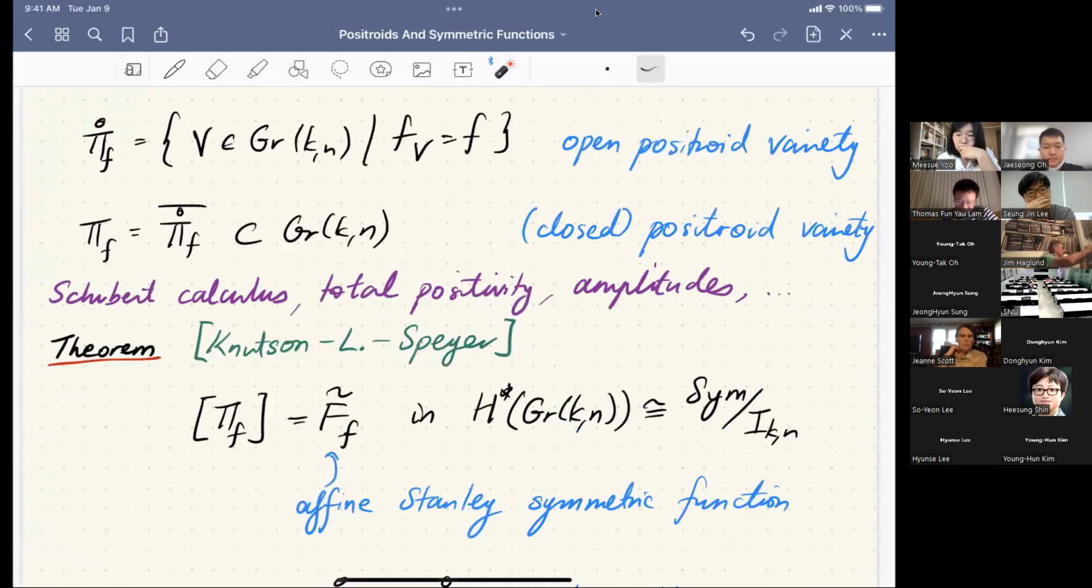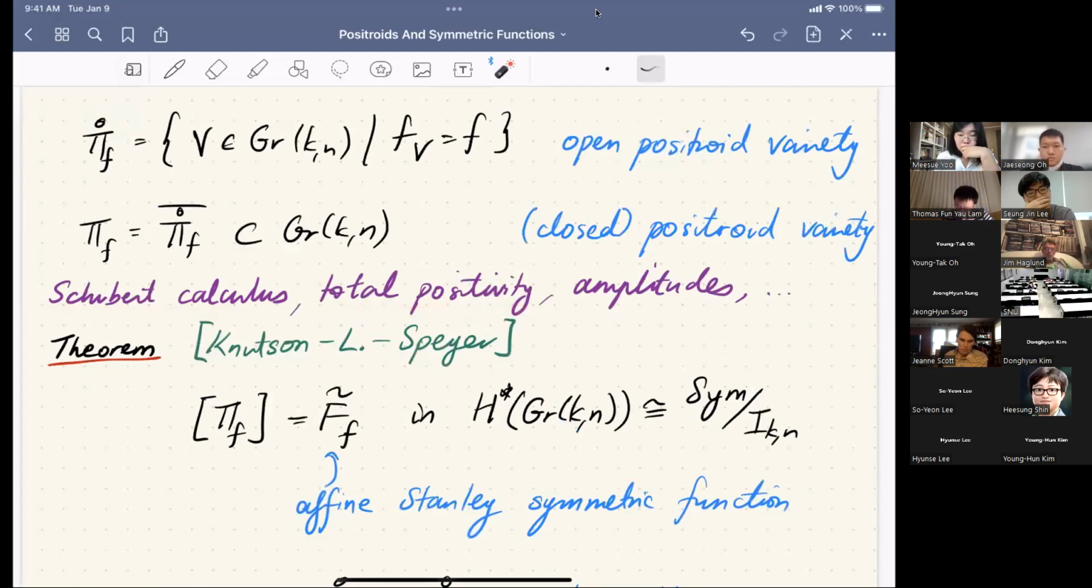And these positroid varieties, I guess they first came up in total positivity and also separately in Poisson geometry. Since then, they've been a lot of fun to think about in Schubert calculus, and they've had really striking applications in particle physics in the theory of scattering amplitudes. But today I want to talk about positroid varieties and symmetric functions.